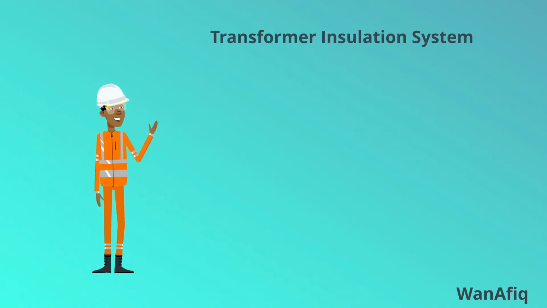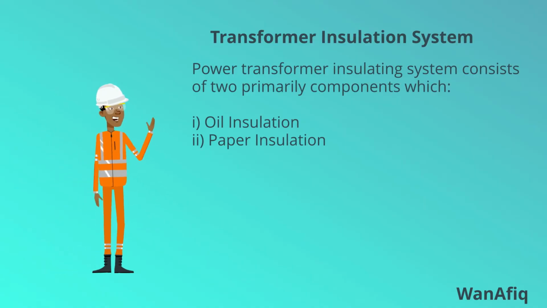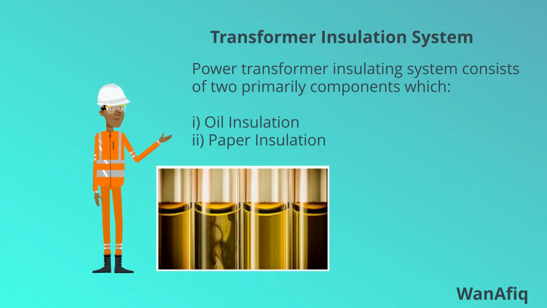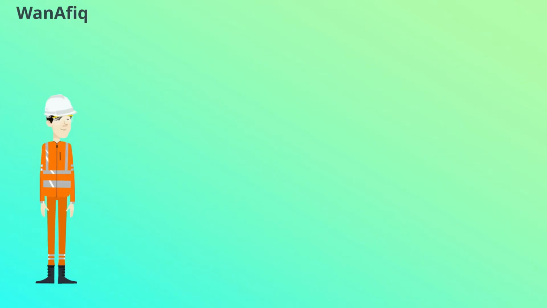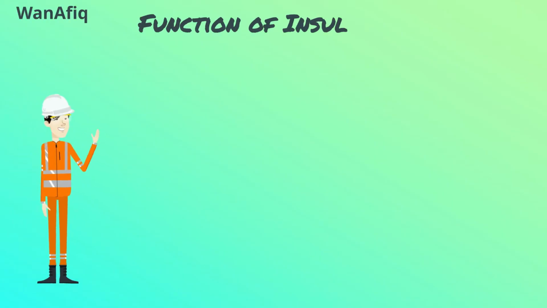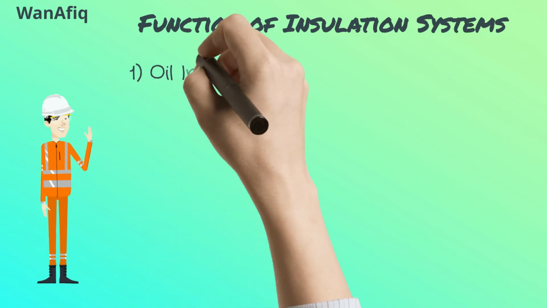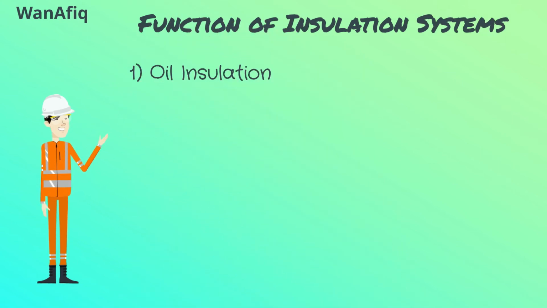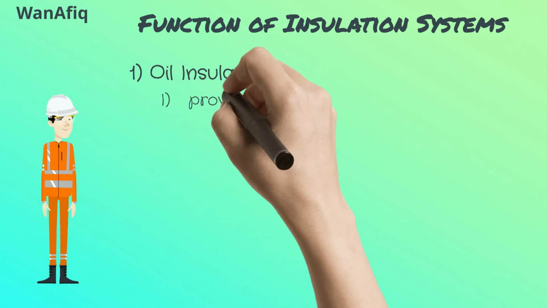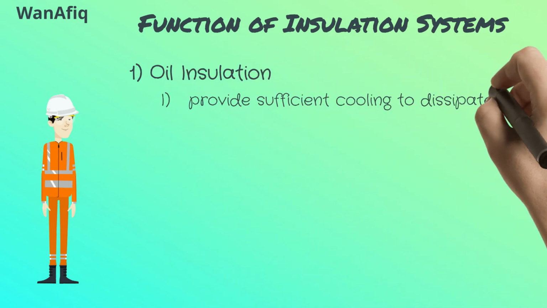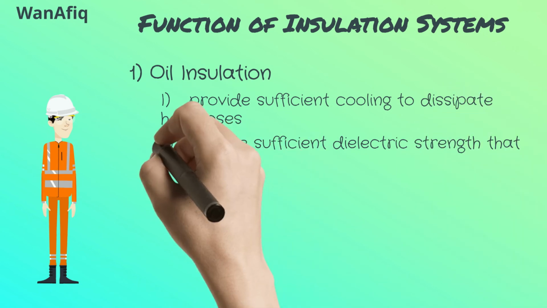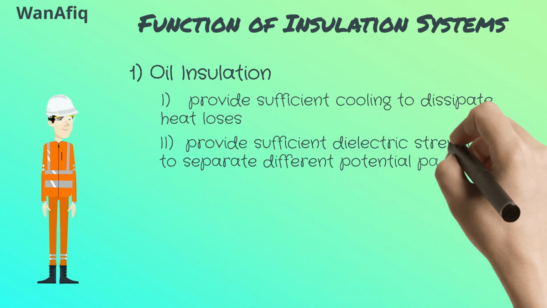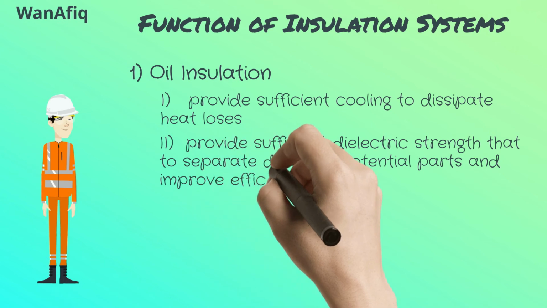The power transformer insulating system consists of two primary components, which are oil insulation and paper insulation. Function of the insulation system. First, oil insulation. Oil insulation provides sufficient cooling to dissipate the heat loss, provides sufficient dielectric strength to separate different potential parts, and improves the efficiency of the paper insulation.